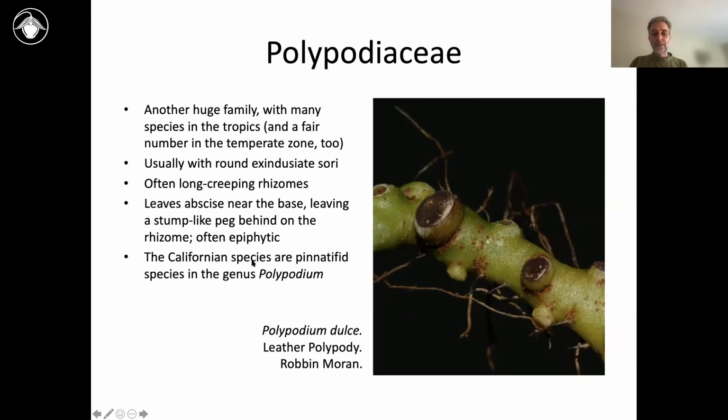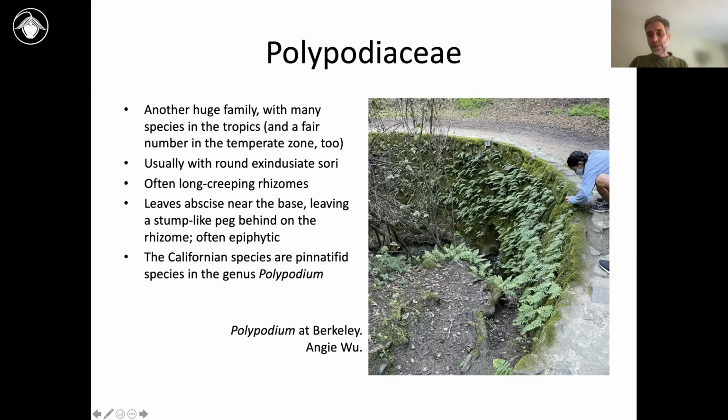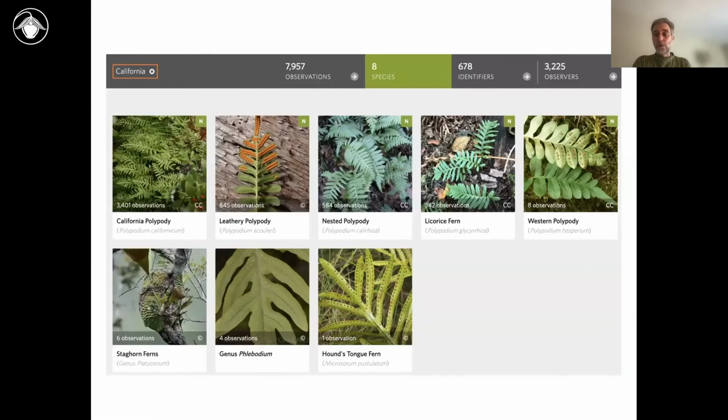All the California species, the natives anyway, are pinnatifid, and they're all in the genus Polypodium. They all look quite similar. Here's an example by the UC Berkeley campus, of a bunch of Polypodium growing along the bank. Here are the iNaturalist observations of Polypodiaceae for California. Again, all of the natives are in the genus Polypodium. They all look kind of like this. They're all pinnatifid leaves, so not cut all the way to the middle, no stalk on these leaflets, and only once divided. They're not divided any further.